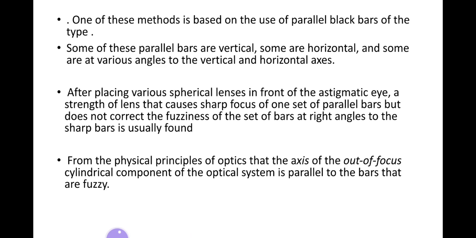One of these methods is based on the use of parallel black bars. Some are horizontal and some are vertical, and are placed at various angles to the vertical and the horizontal axis. After placing various spherical lenses in front of the astigmatic eye, a strength of lens that causes sharp focus on one set of parallel bars but doesn't correct the fuzziness of the set of bars at right angles to the sharp bars is usually found. From the physical principle of optics, the axis of the out of focus cylindrical component of the optical system is parallel to the bars that are fuzzy.